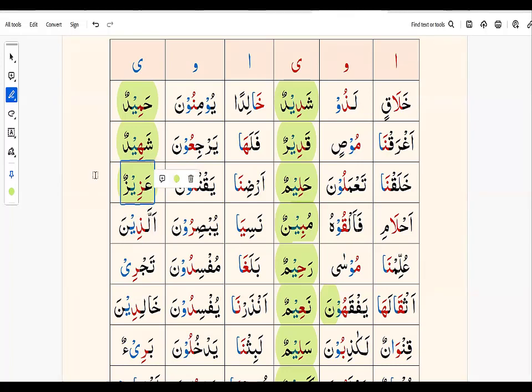So we can see over here in the example. I'll read this one for you. Azizun. Azizun. Well done, really good job, alhamdulillah.